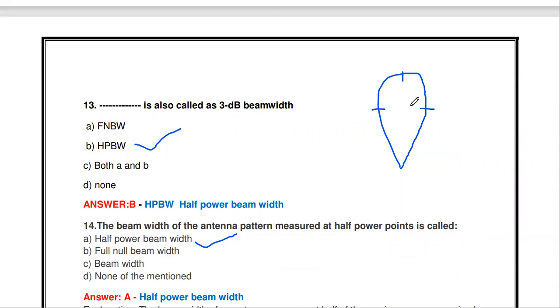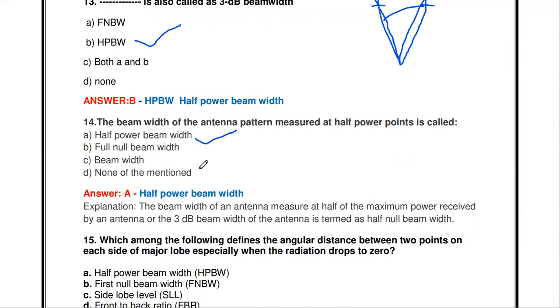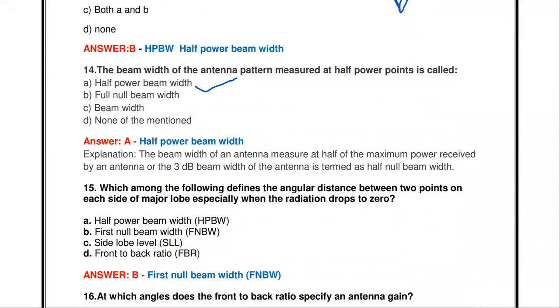The two points at which the power reduces to half are called half power points. The angular measurement between these two half power points is called the beam width. So this beam width we call the half power beam width, HPBW. It is the beam width of the antenna measured at half of the maximum power received by an antenna. It is also called the 3 dB beam width or half null beam width.